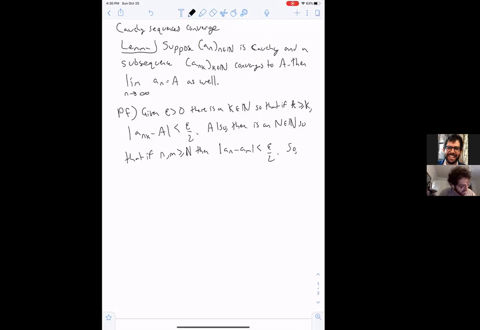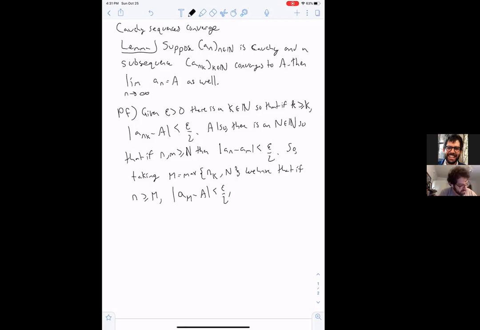Okay, so taking the maximum, let's say m to be the maximum of n sub capital K and N, we have that if n is bigger than or equal to m, first of all, we have that the absolute value of a sub m minus A is less than epsilon over 2. Okay, very good. And that's just because of this thing here.